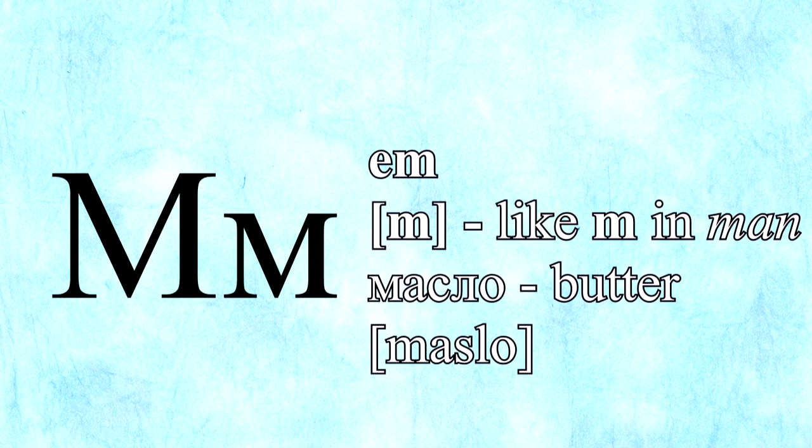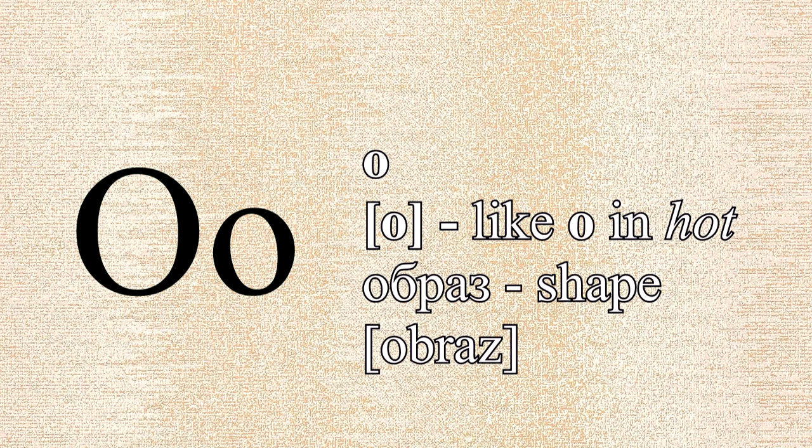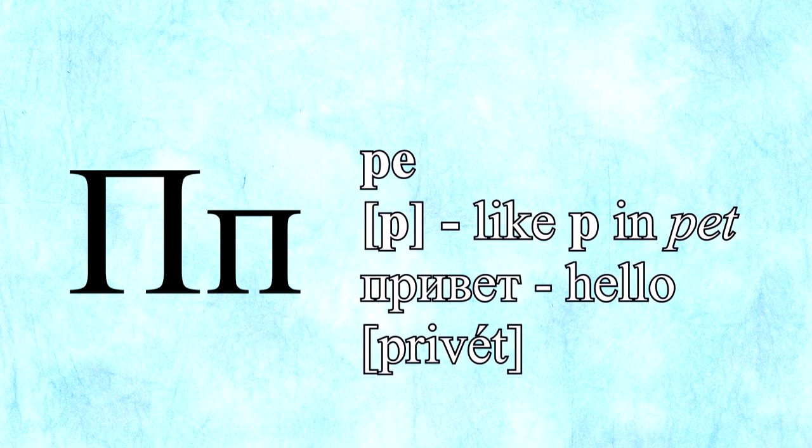Letter М, буква М, like in man. For example, масло, butter. Letter Н, буква Н, like in night. For example, нос, nose. Letter О, буква О, like in hot. For example, образ, shape.